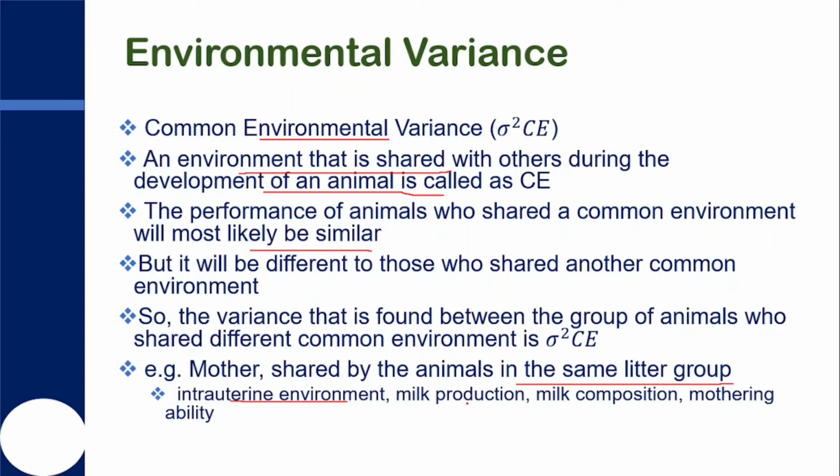Performance of these litter group is also affected by the milk production of dam, milk composition of dam, and the mothering ability of dam. So the part of variation that arises due to common environment is known as common environmental variance. Now, as I have explained all of the components of variances in detail, we will see how we can add these components of variances into our model.